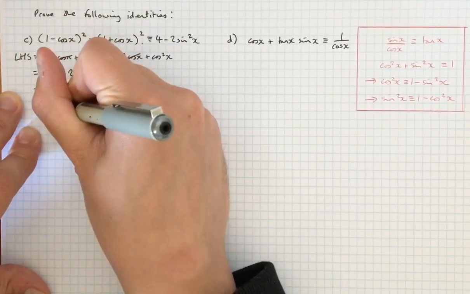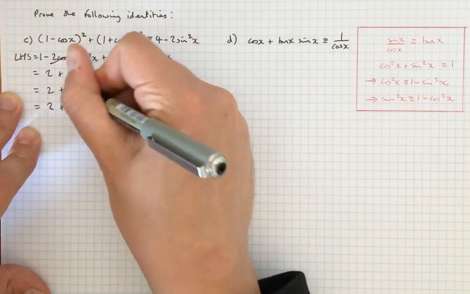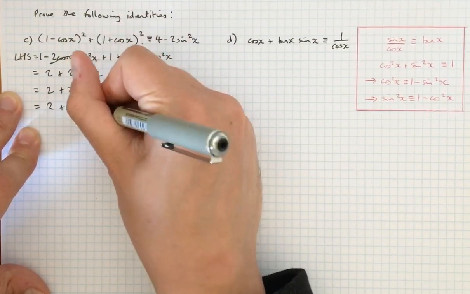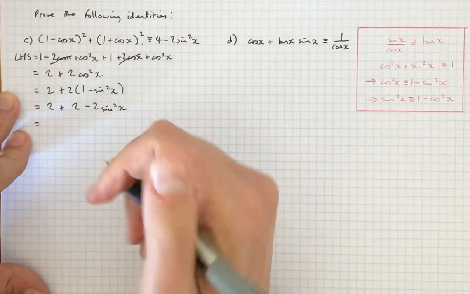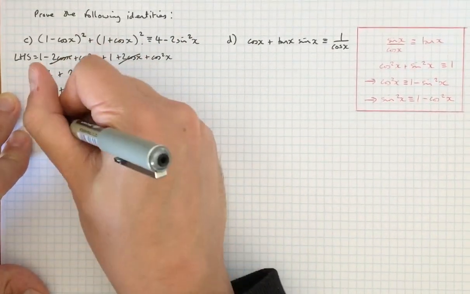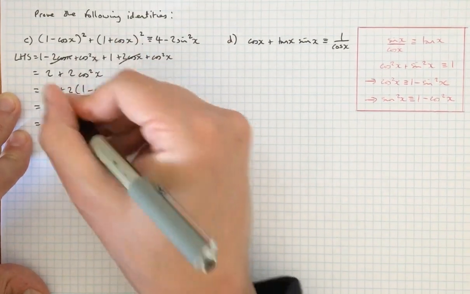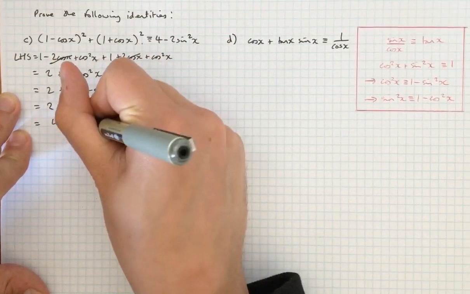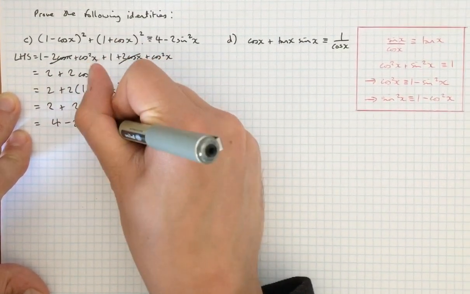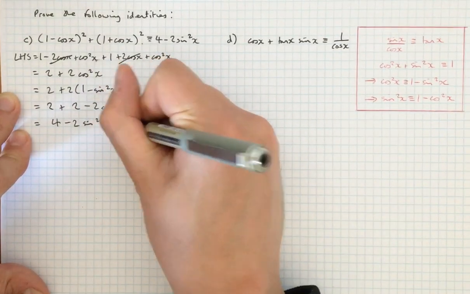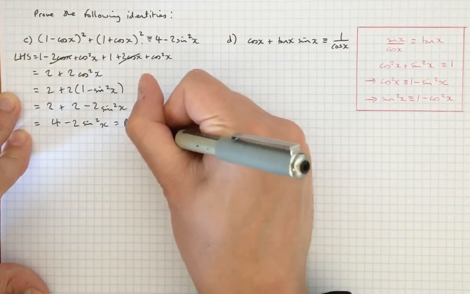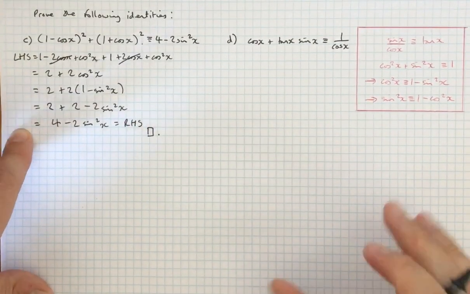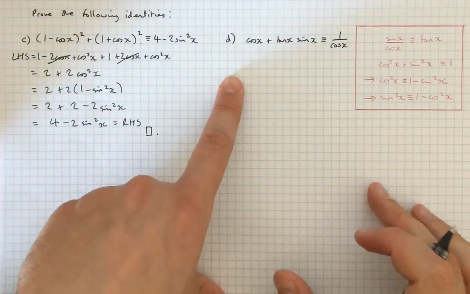So I'm going to have 2 plus 2 minus 2 sine squared x, and again hard sums, 2 plus 2 is 4, and I've got me minus 2 sine squared x, which is our right hand side if I'm not mistaken. So we're done.